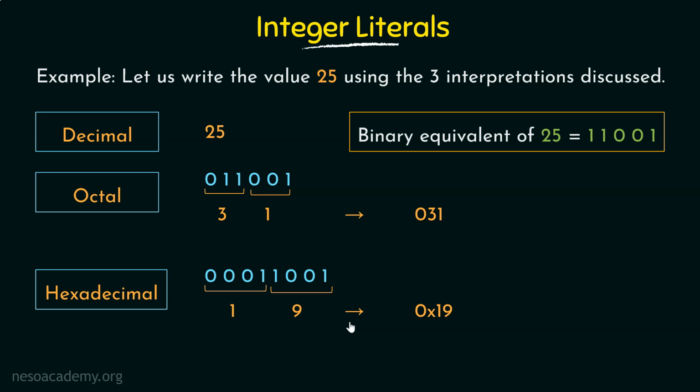Now in order to represent it or write it in C++, we need to write 0x in the beginning. So we said that anything that has 0x in the beginning will be treated as hexadecimal. So 0x19 will be equal to the decimal equivalent 25. So let us run this in a program and see if it is working properly.